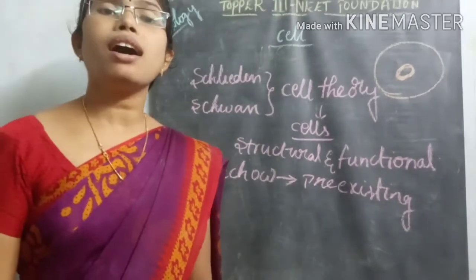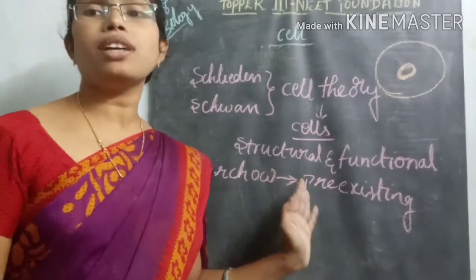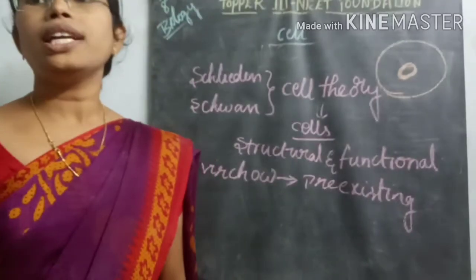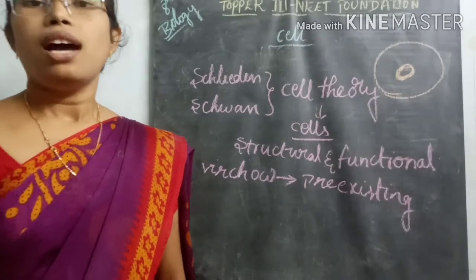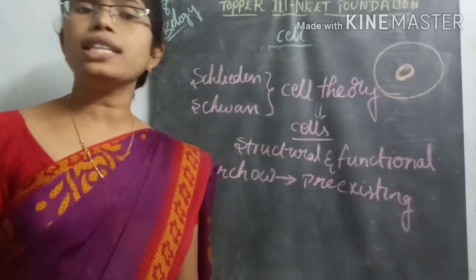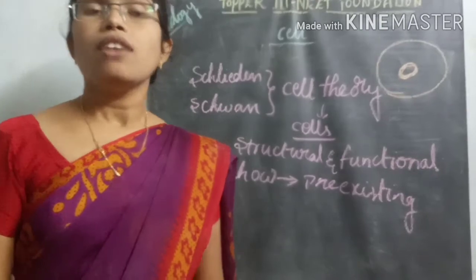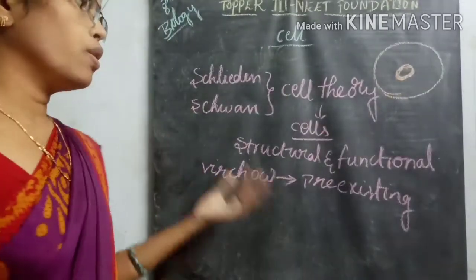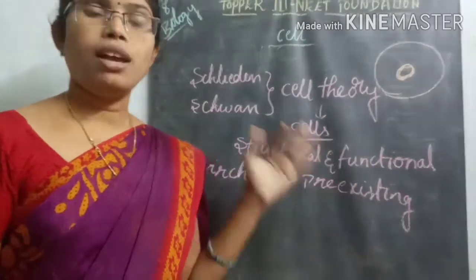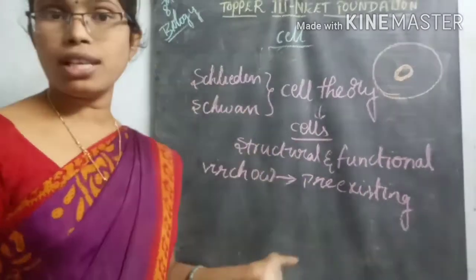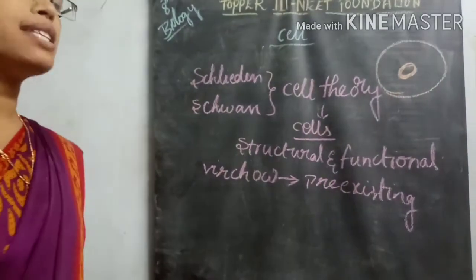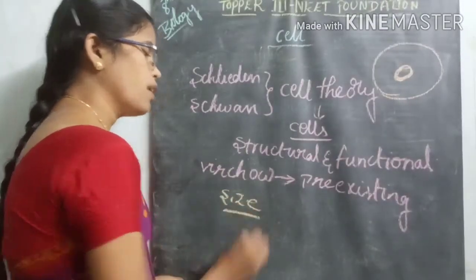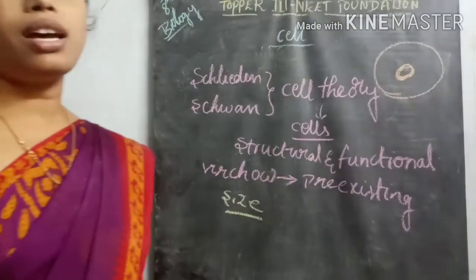The cell is the structural and functional unit of life, and all cells arise from already pre-existing cells. Cells also carry the genetic information from one generation to another generation. So we already completed shape and different scientists' proposals, and then coming to the size of the cell. The size of the cell differs from one organism to another.